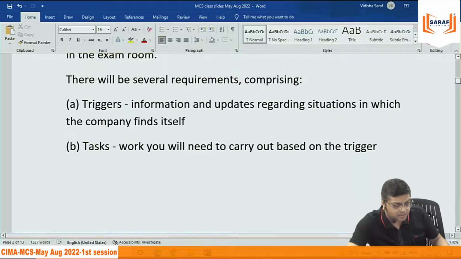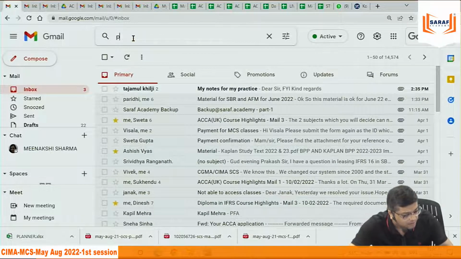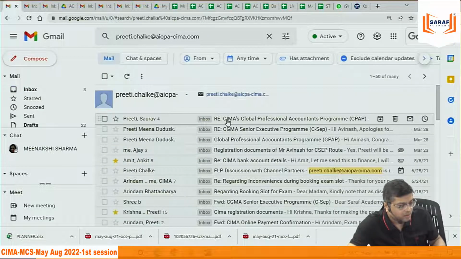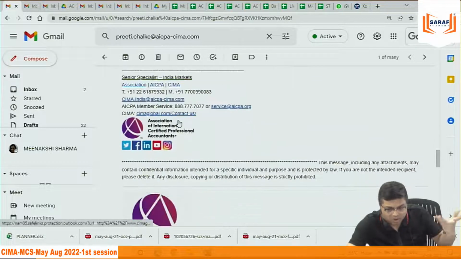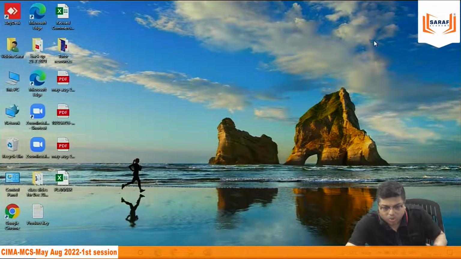What is a trigger and task? When you all joined with the CIMA Institute, just to see an example, Preeti Chakle. This is a student who joined for the strategic case study. He is a CMA member. Generally, they don't give me because it's not required. Then Preeti has given her mail: please find the link to question papers and suggested answers for past terms. This link, you can go on the CIMA website, it is freely available. Those who are CSAP students have all been given the link. You don't need to take tension, go to the CIMA website, you will find the link.